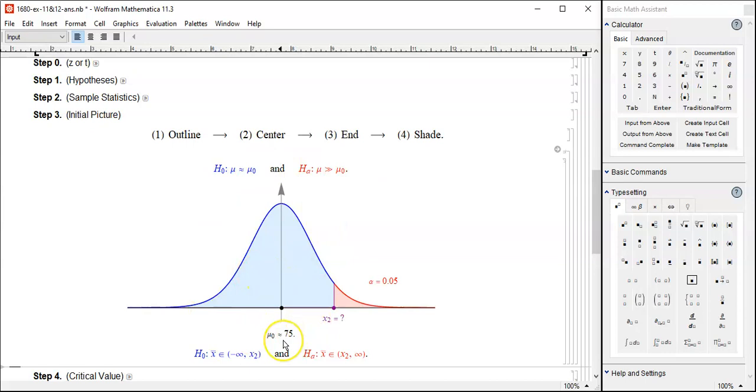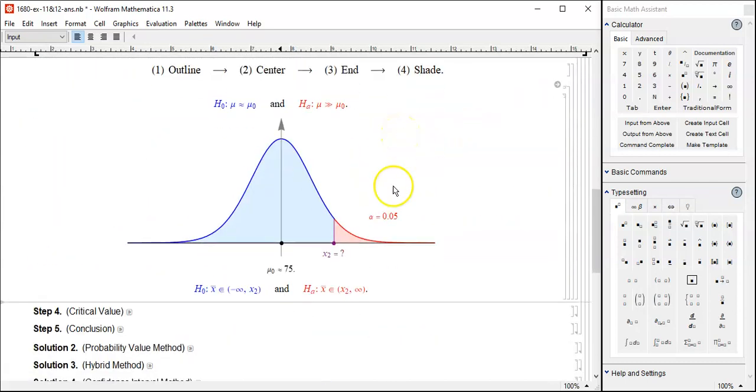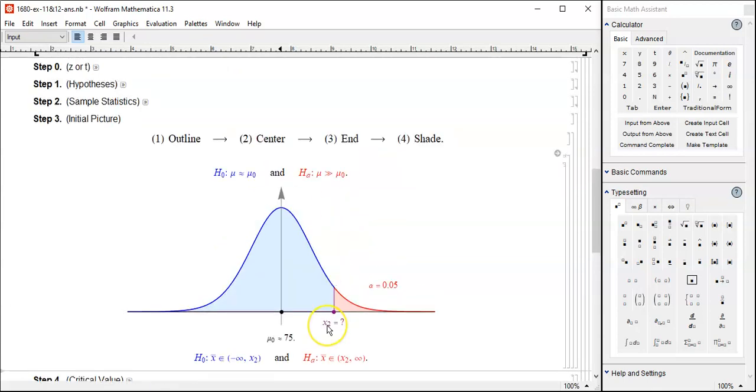Okay, kind of normal-like picture here, and then null is 75 here. And then we got 77.33. Is it too far away from null so that alternative wins? Or is it close enough to null that null wins? It depends upon the threshold, the critical value, and let's find it out. How do you find it?